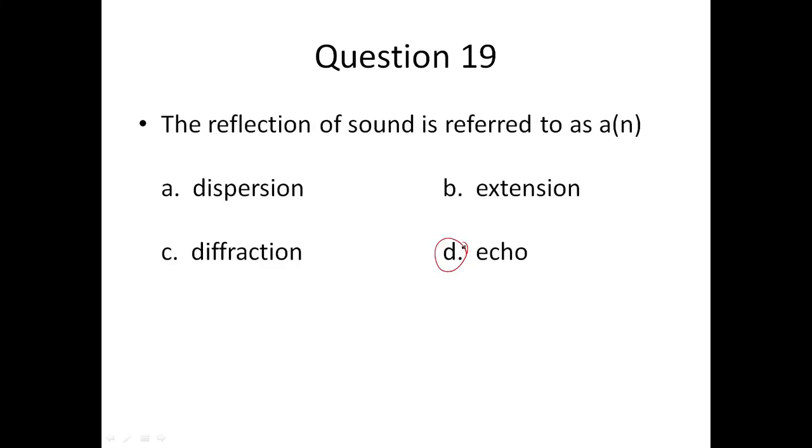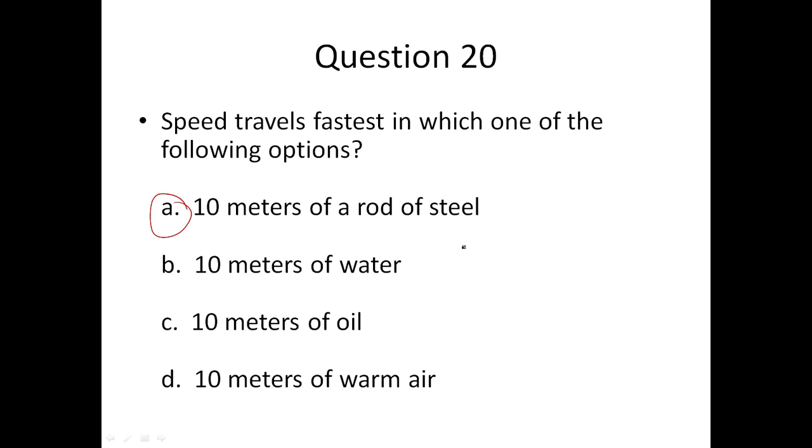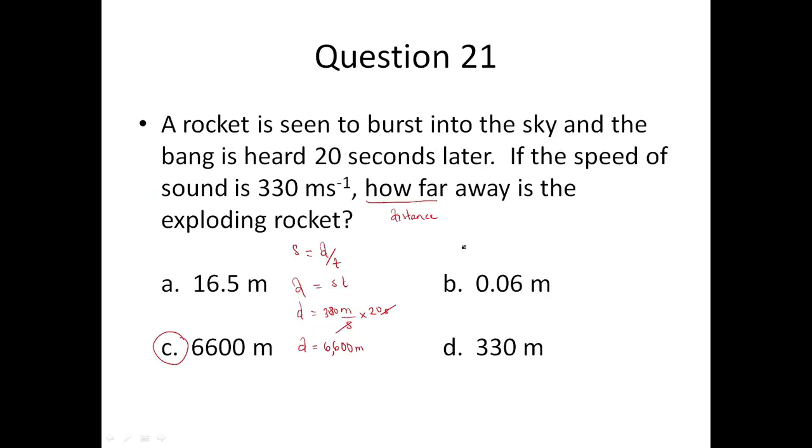Question 19. The reflection of sound is referred to as an echo. Sound travels fastest in which one of the following options? That will be the densest option, so that will leave us with steel. Steel is the densest one out of all.